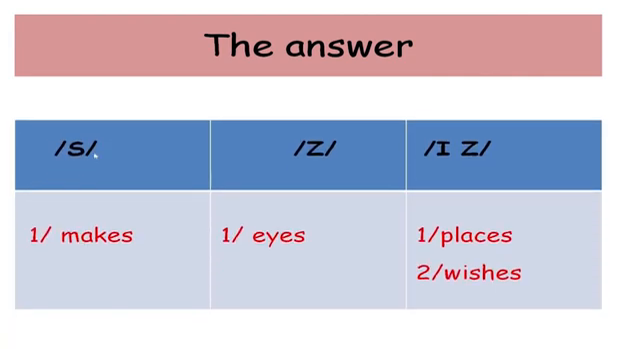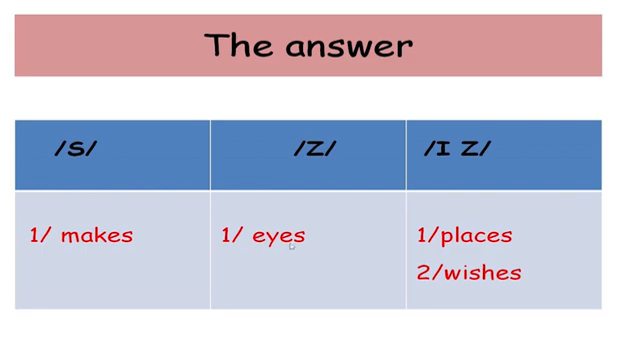So in the first column, we have the verb makes. Here we pronounce the final S as S. We don't say makez, we say makes. Why? Because we have the sound K. So when we have a word ending with the sound K, the final S, if it's a verb, third person, or if it's plural, we pronounce it as S. So we say makes.